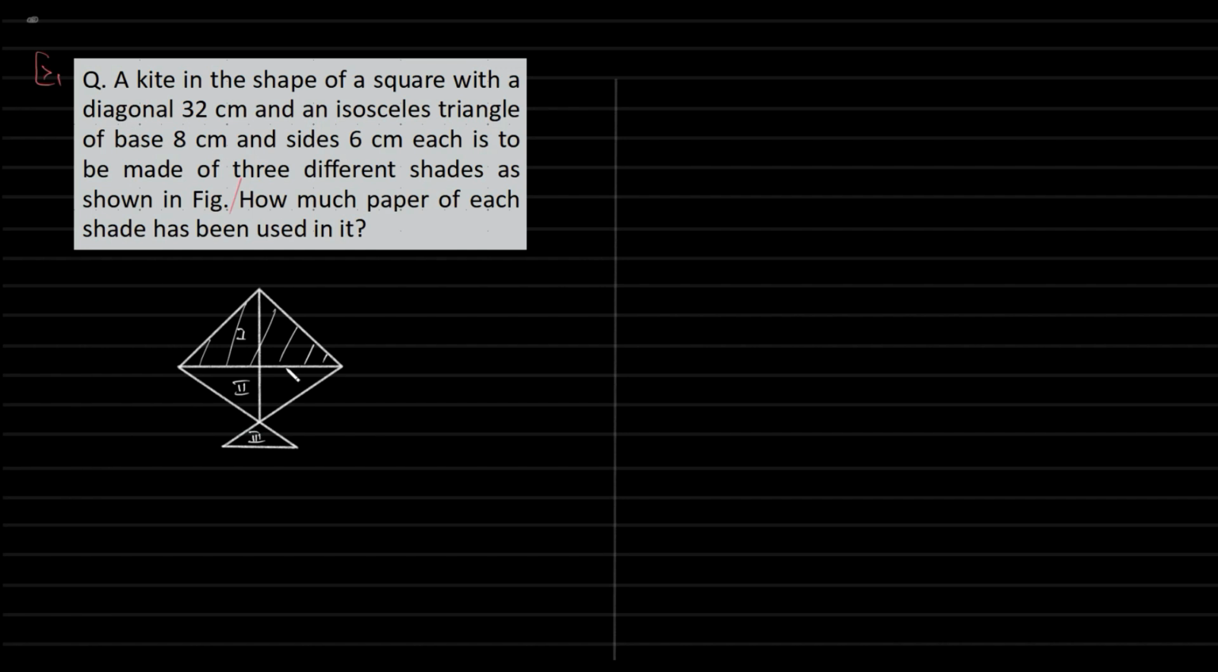Okay, so we have diagonals. So this is of length 32 centimeter. And this is your isosceles triangle with a base 8. So that's 8, and these are of sides 6 centimeter. Now, we have to figure out the area of each of this first region, second region, and third region.